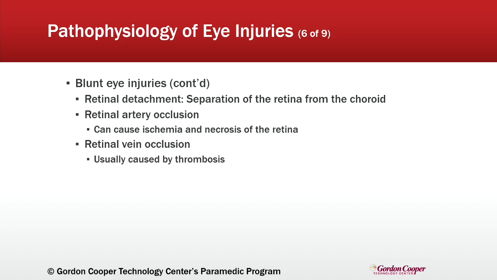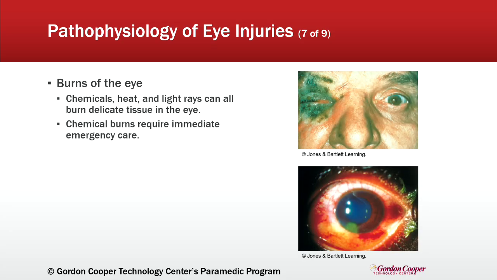A central retinal vein occlusion is the cause of sudden vision loss in patients over 50. It's usually caused by thrombosis or a blood clot and is described as a sudden onset of a painless, blurry, and distorted vision in one eye.